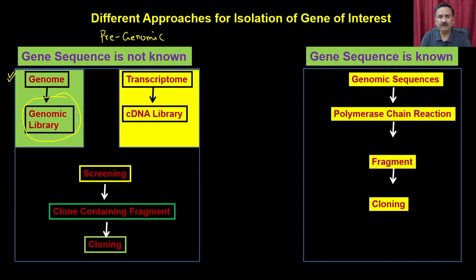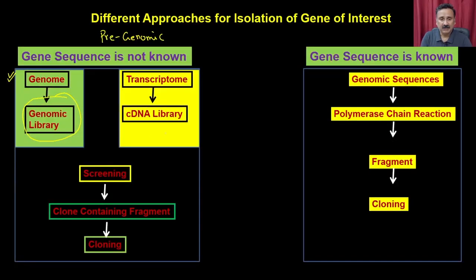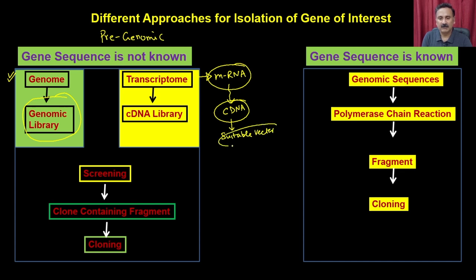Whereas, if you know that the protein is getting expressed and you have tools like expression constructs or antibodies, and you want to screen the expression clones, then you have to isolate the transcriptome. You first isolate the messenger RNA, and from the messenger RNA you prepare cDNA, and that cDNA you clone into a suitable vector, which gives you the cDNA library.